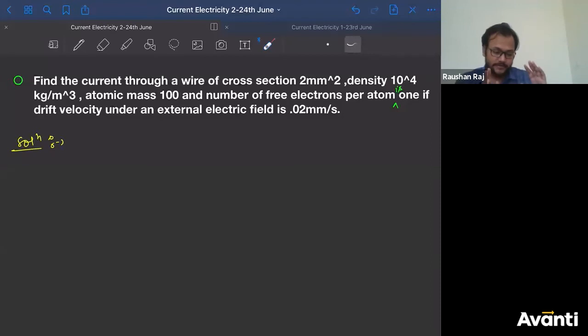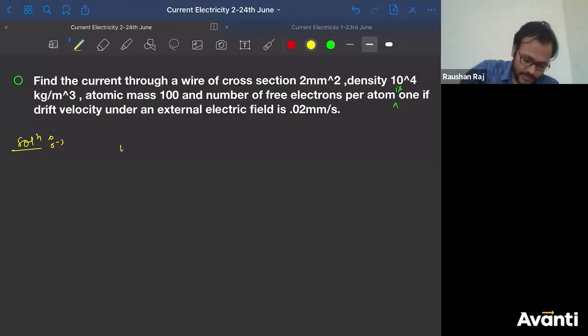Okay, what are the data that we are having right now? Find the current. Cross section area is given to us, density is given to us, then atomic mass is given to us, number of free electron per atom is 1. That means in one atom number of free electron is 1. Okay, so if drift velocity is 0.02 millimeter per second, how will we find the current? I know the formula, I divided by A, that is J, is equal to nevd. So I will write I as neAvd.